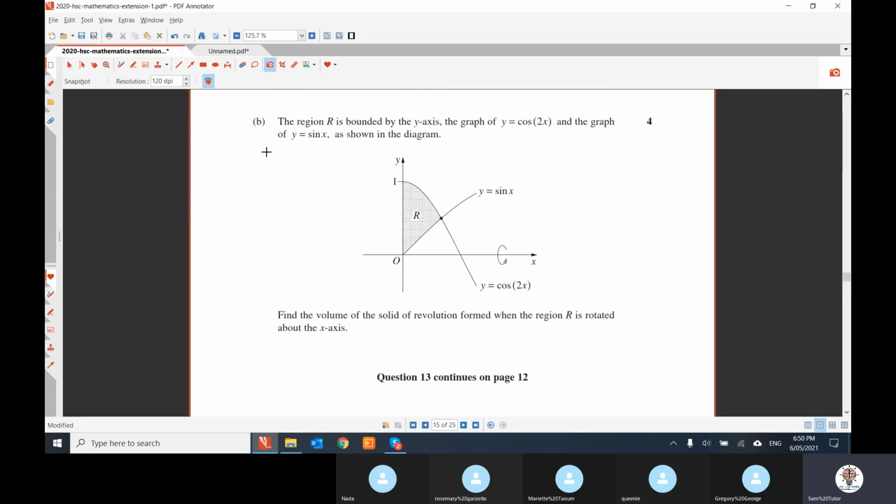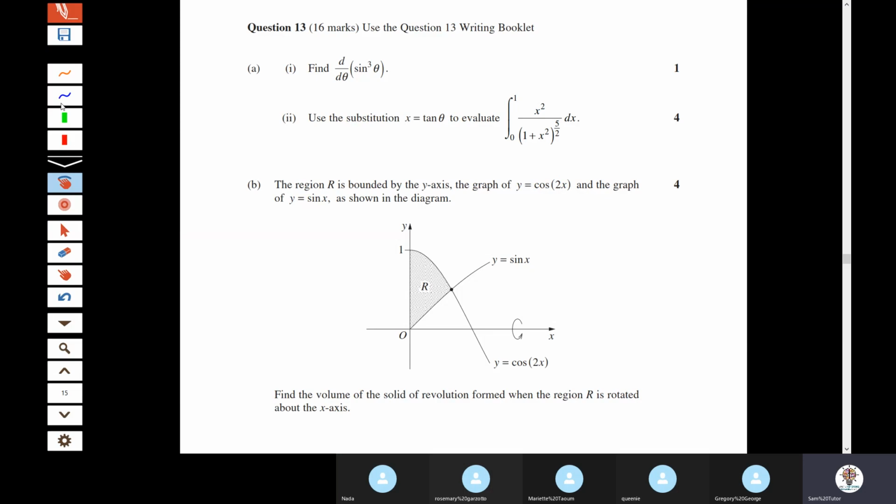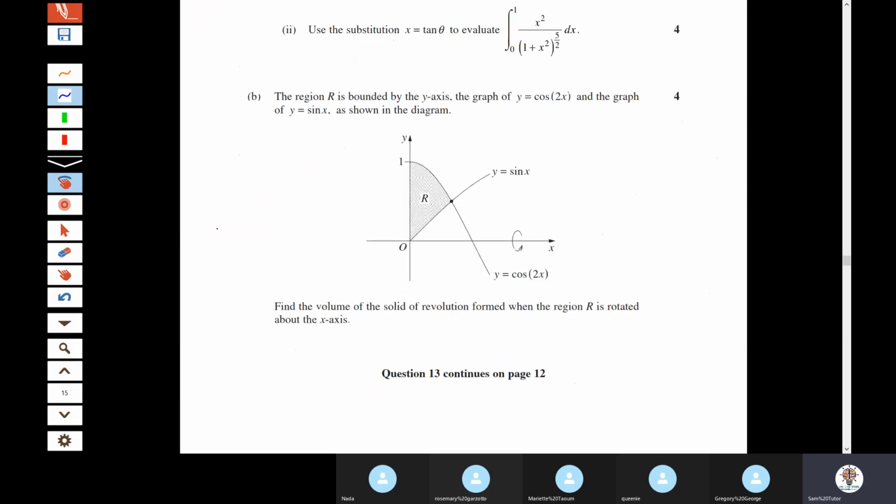Okay. I'm going to start reading the question and stop talking. The region R is bounded by the y-axis, the graph of y equals cos 2x, and the graph of y equals sine x, as shown in the diagram. Find the volume of the solid of revolution formed when the region R is rotated about the x-axis. I pause. I think about, okay, volume. I try to remember my formula for that. Pi integral from a to b, if it's about the x-axis, of y squared dx. We have to remember that first.